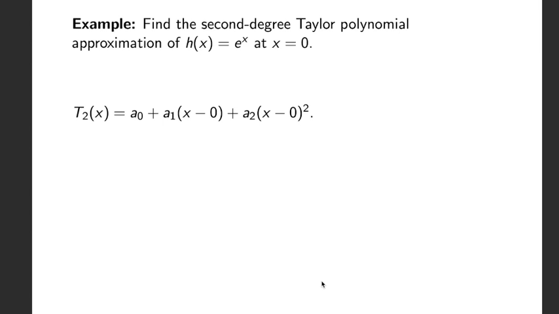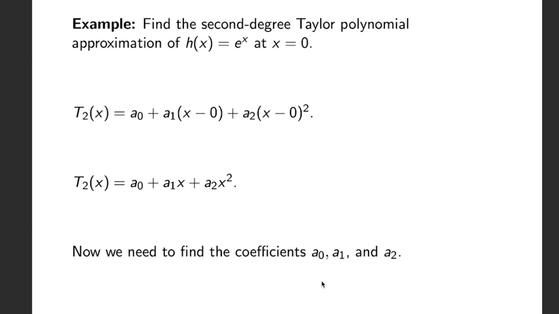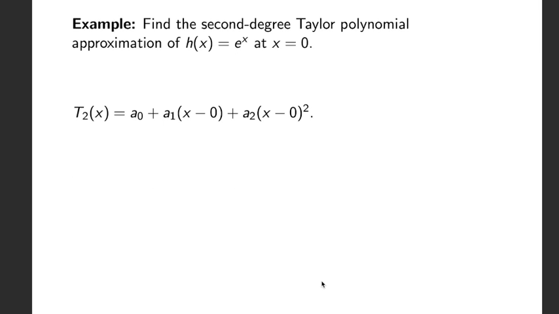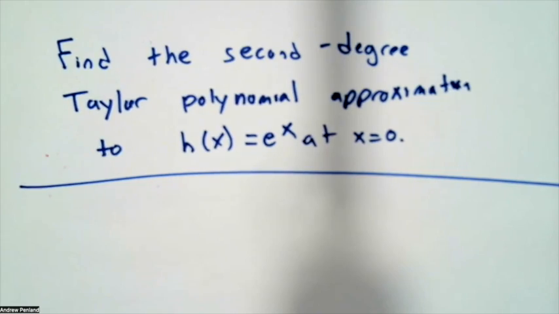So let's see what this would look like if we want to find the second degree Taylor polynomial approximation of h of x equals e to the x at x equals 0. We can write this as T sub 2 of x is equal to a sub 0 plus a sub 1 times (x minus 0) plus a sub 2 times (x minus 0) squared. This simplifies to T sub 2 of x is equal to a sub 0 plus a sub 1 x plus a sub 2 x squared. And now we need to find the coefficients, a sub 0, a sub 1, and a sub 2. So let's go through this process.